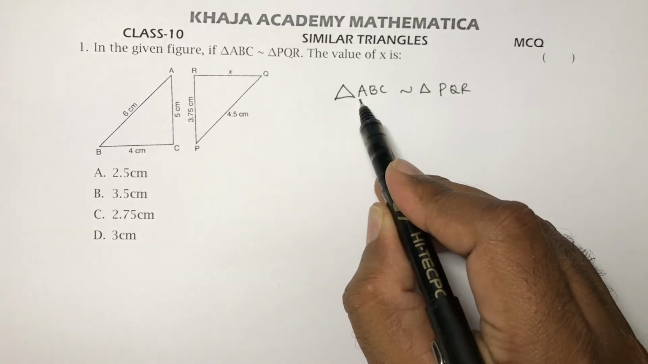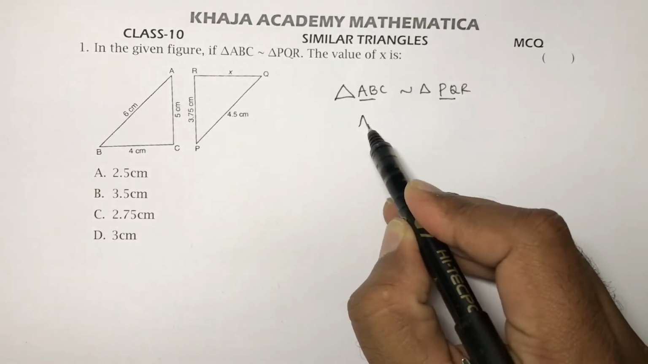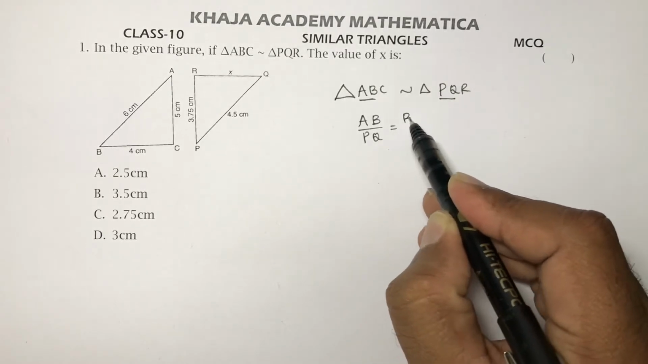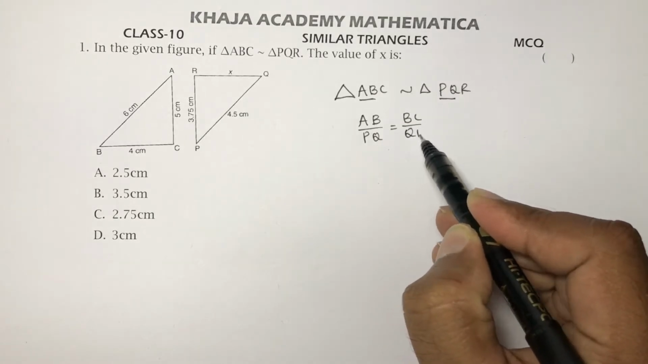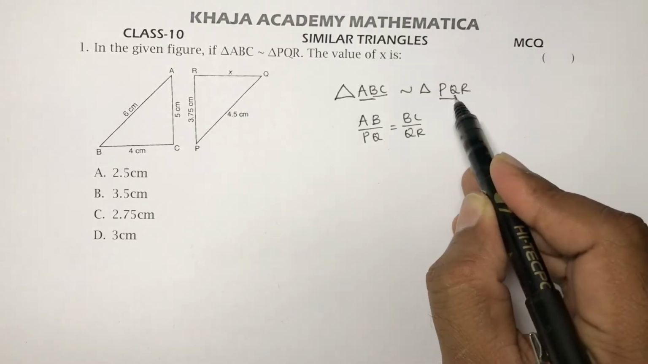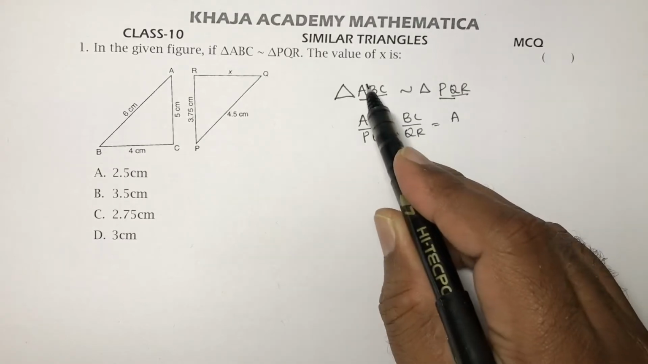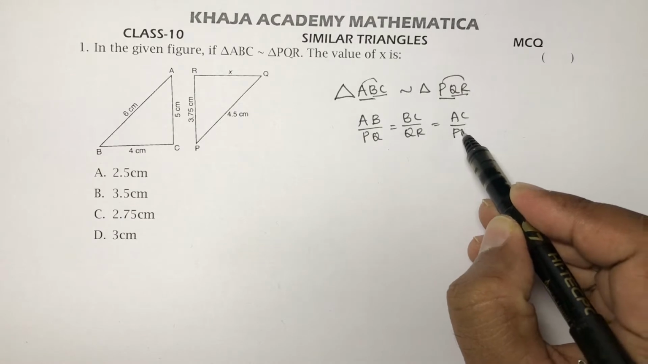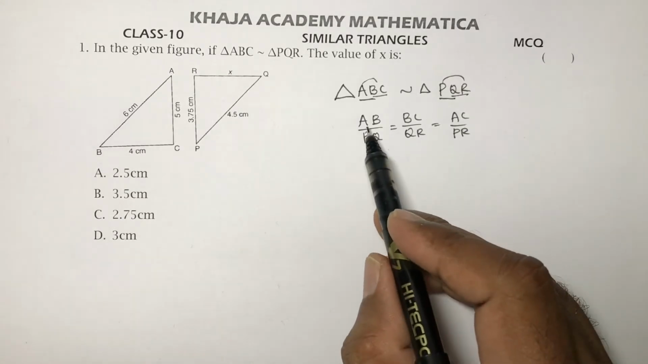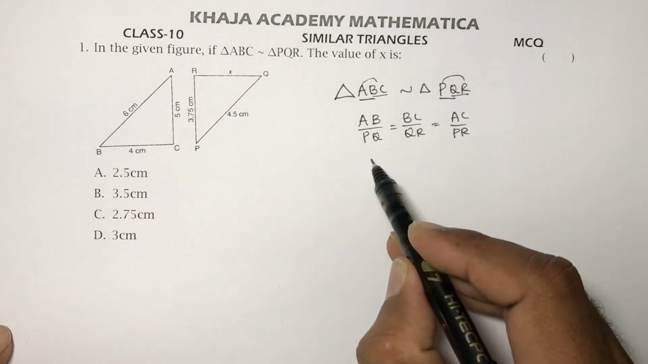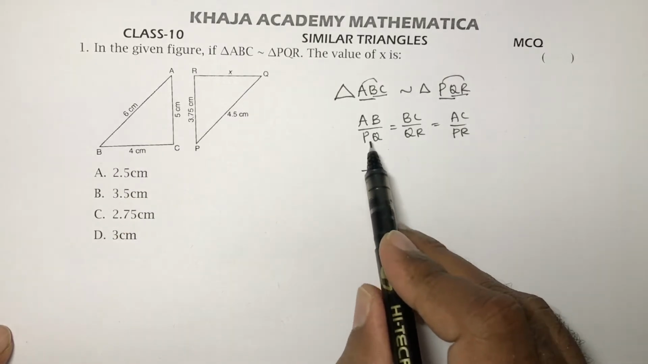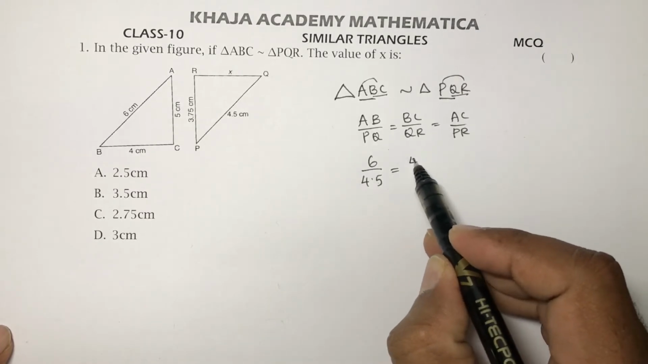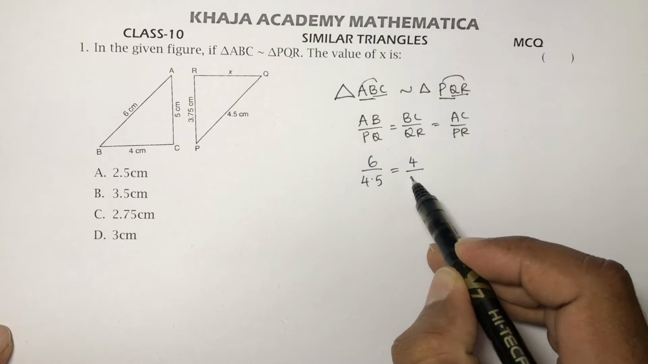So here you see AB by PQ, BC by QR. So here BC and here QR, and AC by PR. So sides are proportional because the triangles are similar. Now if you substitute the values, AB is 6, PQ 4.5, BC 4 centimeters, and QR is X.